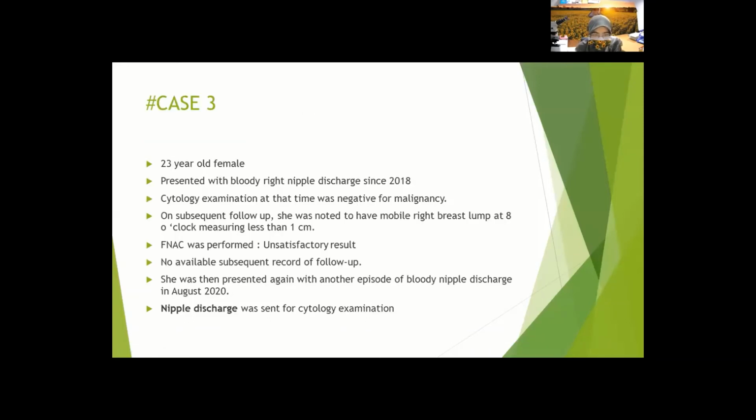So we proceed to case number 3. This is a 23-year-old female who presented with bloody nipple discharge since 2018. However, cytology examination at that time was negative for malignancy, and she was subsequently followed up and noted to have a right breast lump measuring less than 1 centimeter. FNAC was performed at that time, however the result was unsatisfactory. Subsequent follow-up records were not available, and she defaulted. She again presented with bloody nipple discharge in August 2020, so this nipple discharge was sent for cytology examination.